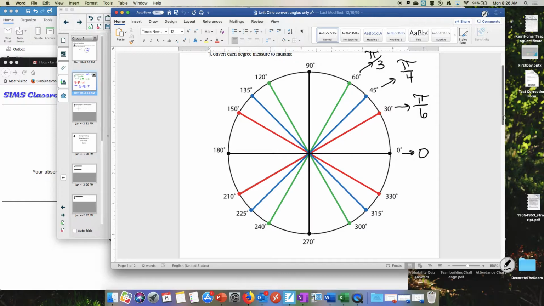Once you find your 3 or 4 angles, share with your group so that they can write them on their sheet as well.